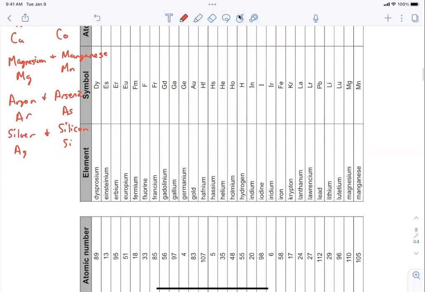Now, if there's an element the IB gives you that's not common, they'll usually say something like tin, Z equals 50. This is intended for you to know what the atomic number is. So for any elements that aren't very commonly used, they'll tell you the atomic number so you can find it on the periodic table. So maybe tin is not a very common one, so they say Z equals 50. Is 50 the atomic number for tin?